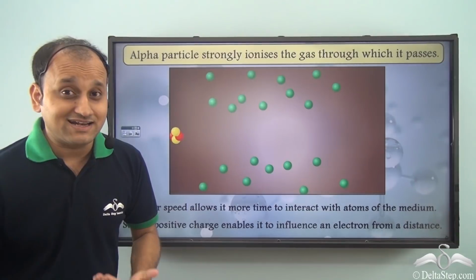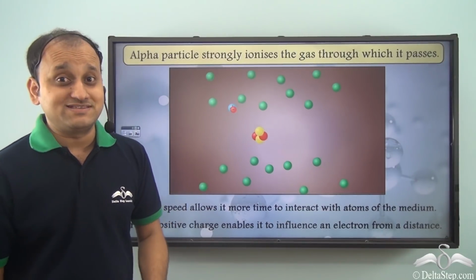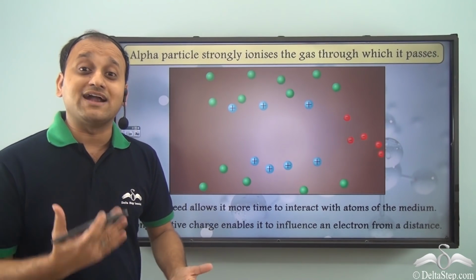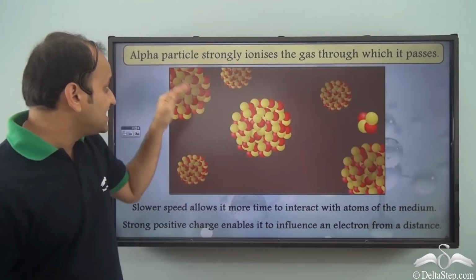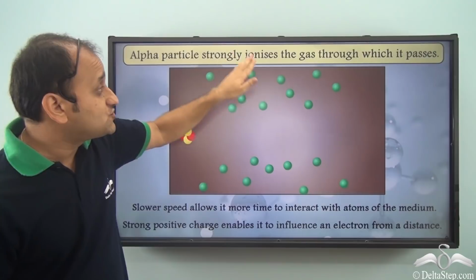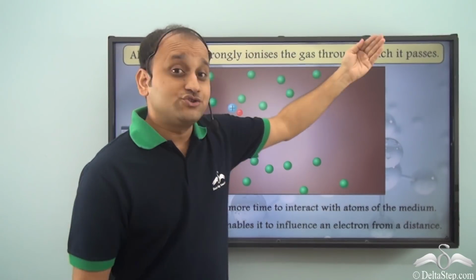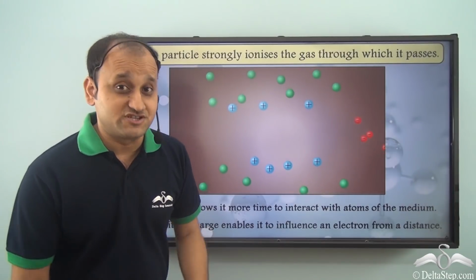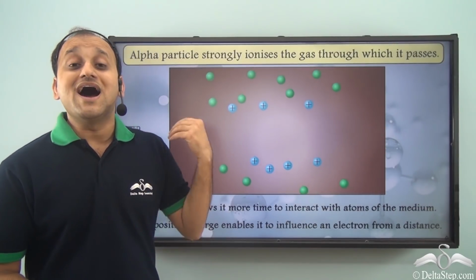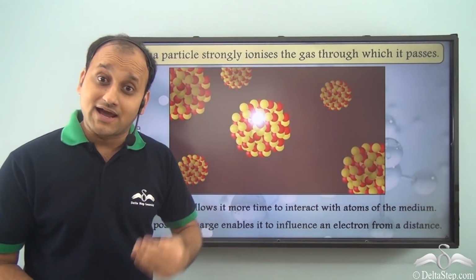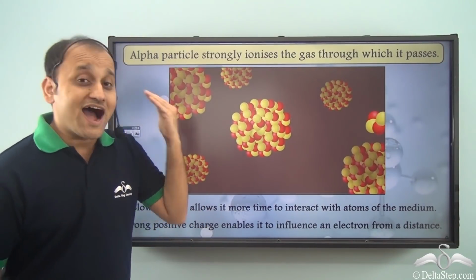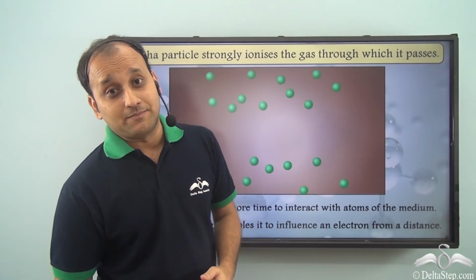So what exactly is the alpha particle doing? It's basically ionizing the particles of the medium, or atoms in the medium, isn't it? And that is why we say alpha particle strongly ionizes the gas through which it passes. Because of a very high positive charge, it is able to attract electrons from atoms even from a distance, and that is why it has a very high ionization capability.